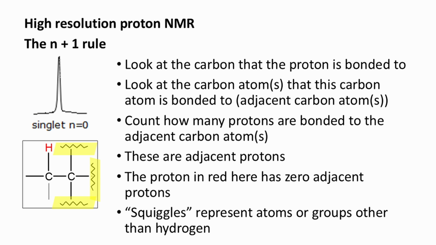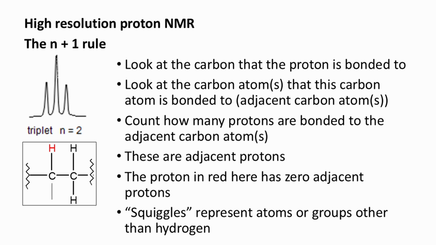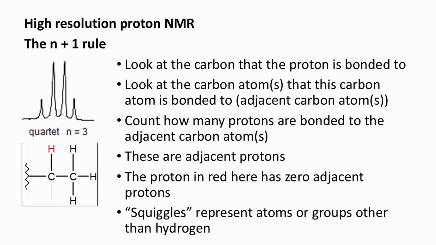The squiggles, highlighted in yellow, represent atoms or groups other than hydrogen. You should note that adjacent protons can occur to the right or left of the proton that you are considering. There are examples of this later in the video. In this example, the proton in red here has one adjacent proton and will produce a doublet. The proton in red in this example has two adjacent protons and will produce a triplet. And finally, the proton in red here has 3 adjacent protons and will produce a quartet.